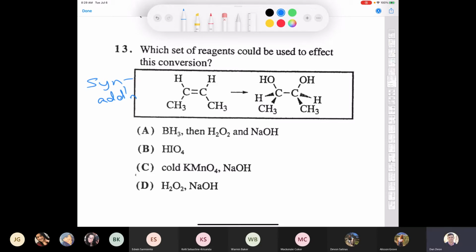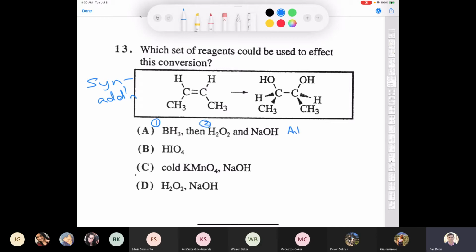Which ones would be the best conditions for syn addition? Remember, we learned many different conditions for syn addition. So A would be anti-Markovnikov addition of water across a double bond, right? This one is borane, or borane and THF, and then hydrogen peroxide and sodium hydroxide.